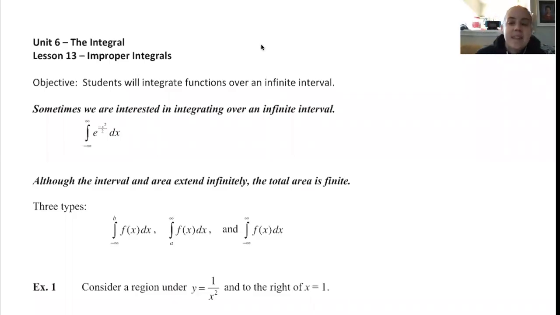Today, we are looking at the last lesson in Unit 6. We are talking about improper integrals. Students will integrate functions over an infinite interval. Sometimes we are interested in integrating between negative infinity and positive infinity. But how on earth do you do that?